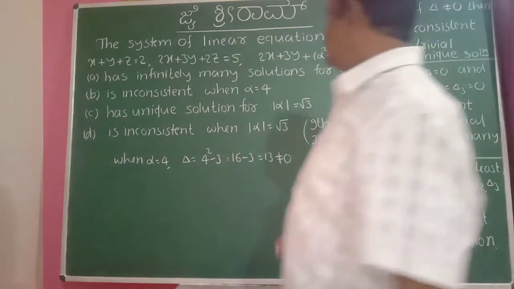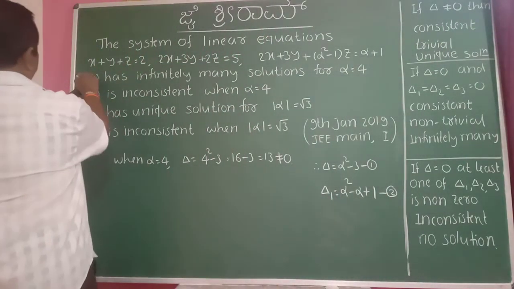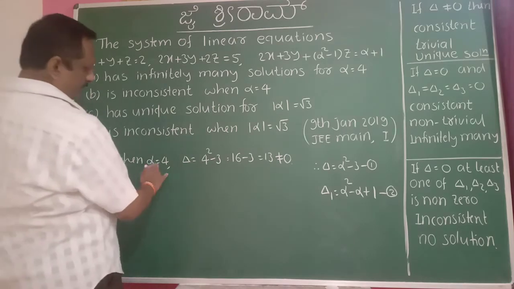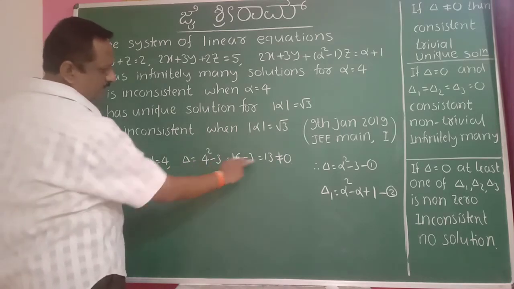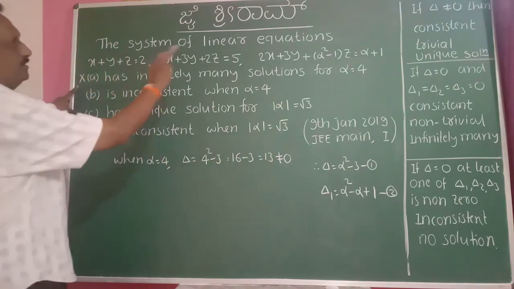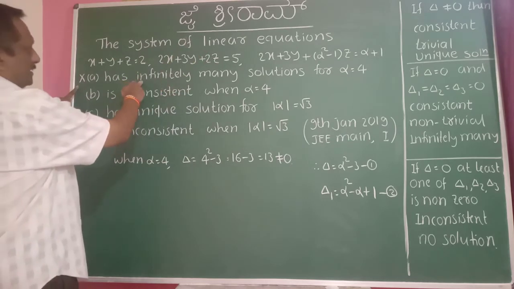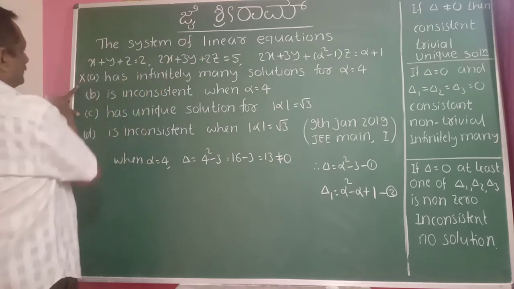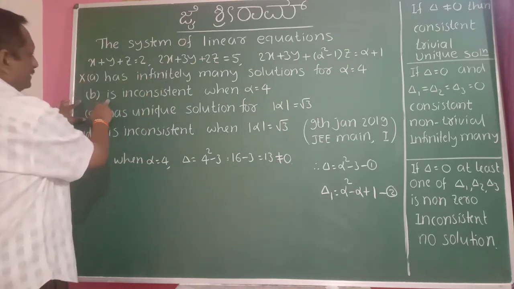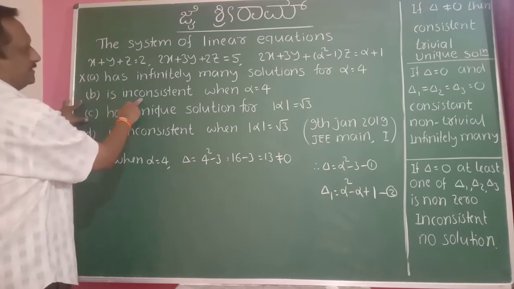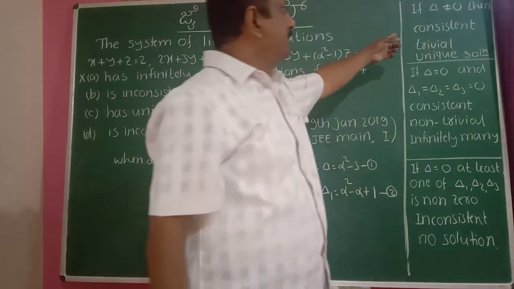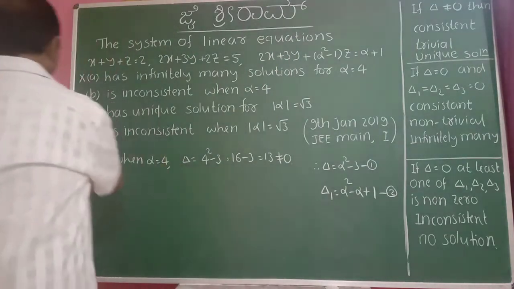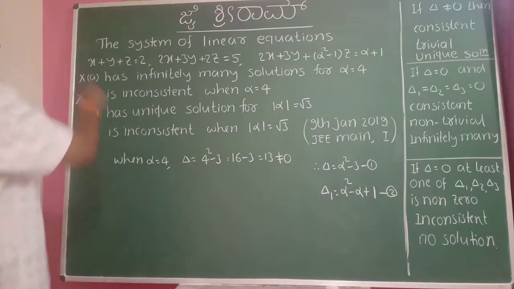Therefore, the second option is wrong here, because when alpha is equal to 4, delta is not equal to 0 and it has a unique solution. But the option says infinitely many solutions. The first option is wrong. And in the second case, it says inconsistent, but it is consistent here, and delta is not equal to 0, so the second option is also wrong.